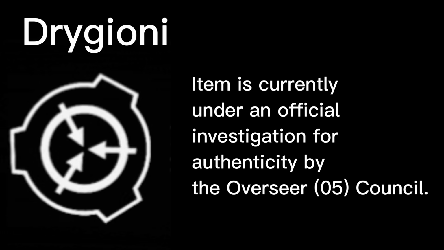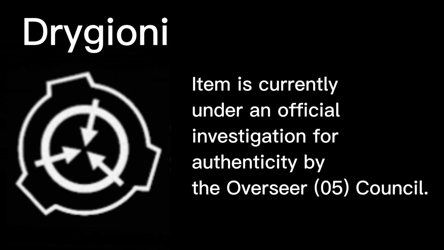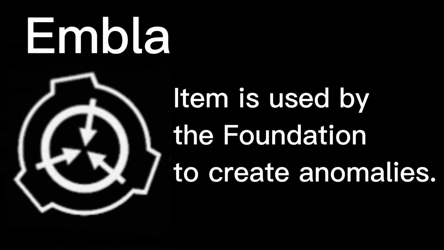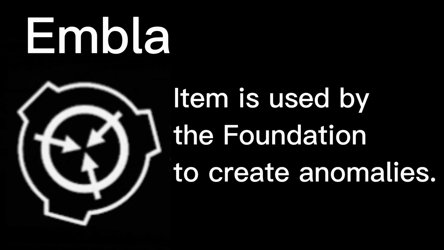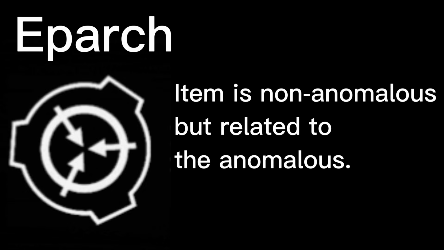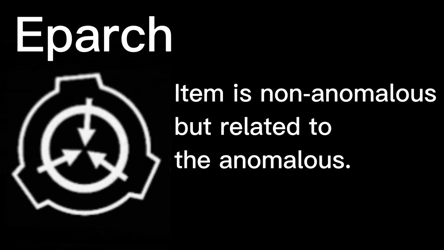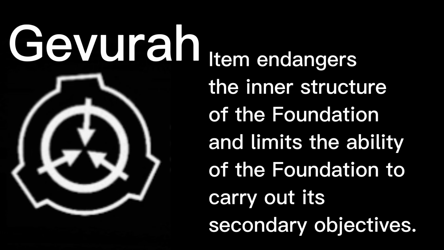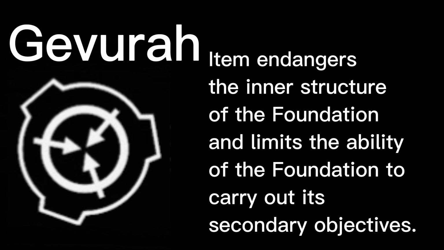Trigione. Item is currently under an official investigation for authenticity by the Overseer 05 Council. Embla. Item is used by the Foundation to create anomalies. Epoch. Item is non-anomalous but related to the anomalous. Gavura. Item endangers the inner structure of the Foundation and limits the ability of the Foundation to carry out its secondary objectives. Marxor. Item has been separated into several parts which must be kept separate.